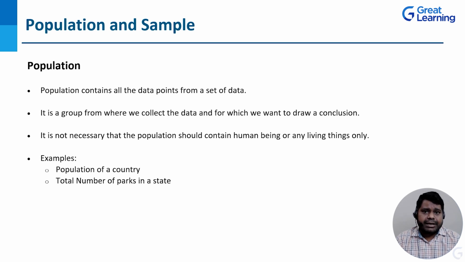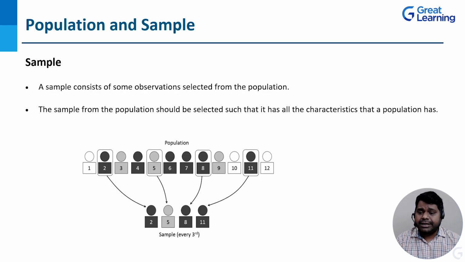How many parks are there in a city? Parks are non-living things, but we can count the population of parks. Similarly, in Delhi, a total of 19 million human beings live. So this is the population of human beings in Delhi.